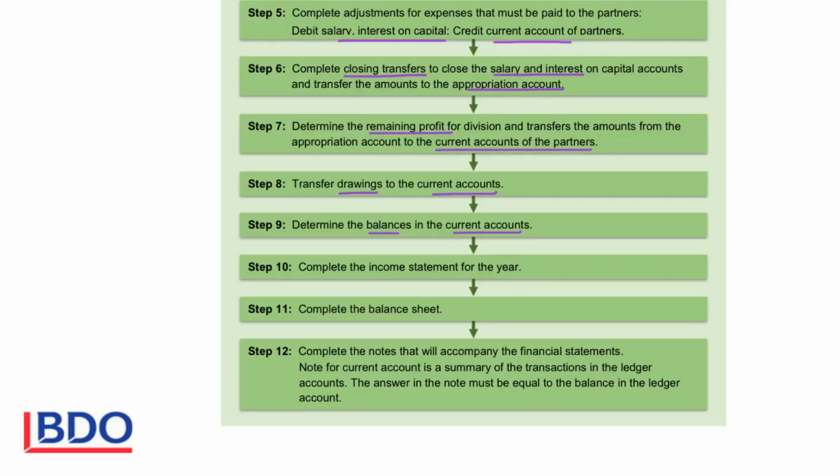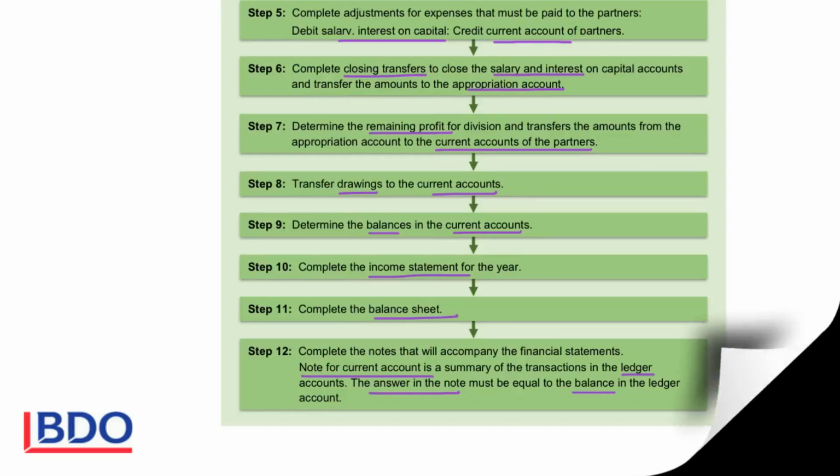Then we will complete the income statement and then the balance sheet, and then we will complete the notes that will accompany the financial statements. What is very important is that the note for current accounts is a summary of all the transactions in the current accounts in the general ledger. Therefore, the answer in this note must be equal to the balance in the ledger account. If it's not equal, it means that you made a mistake somewhere.